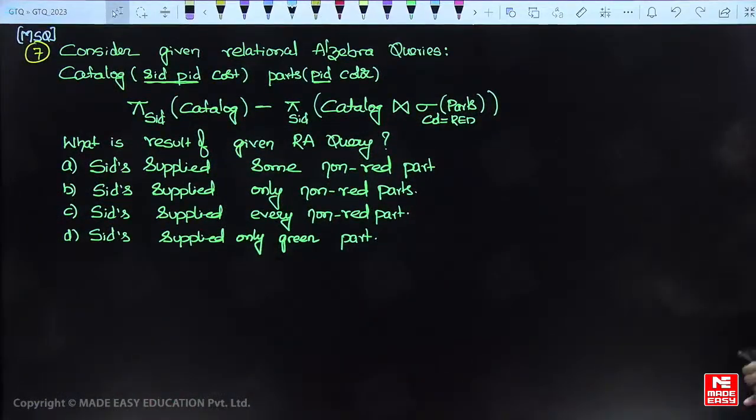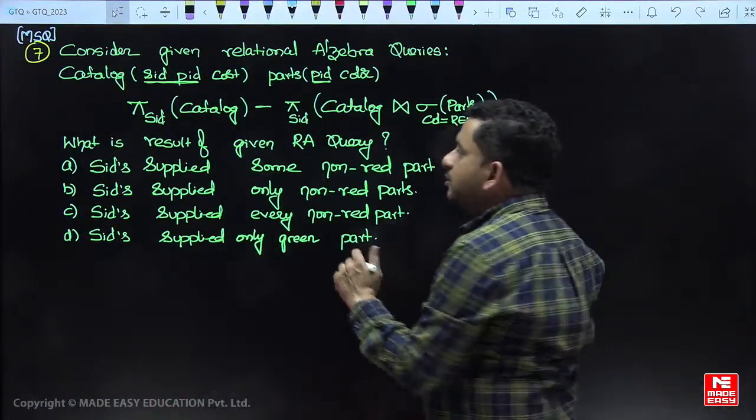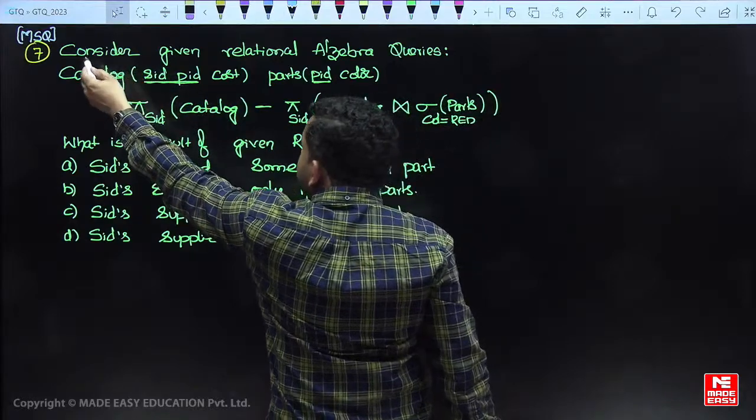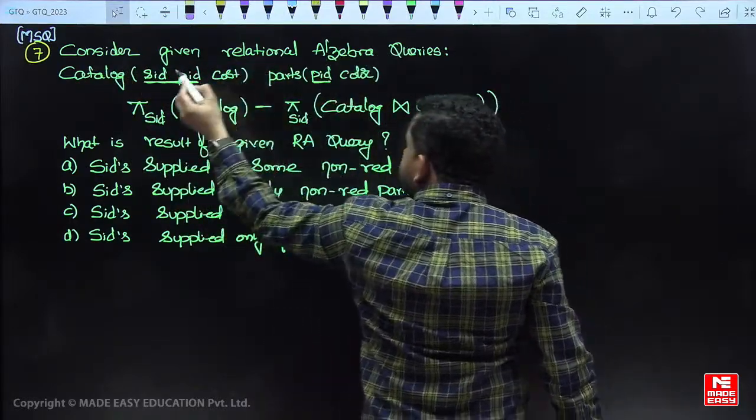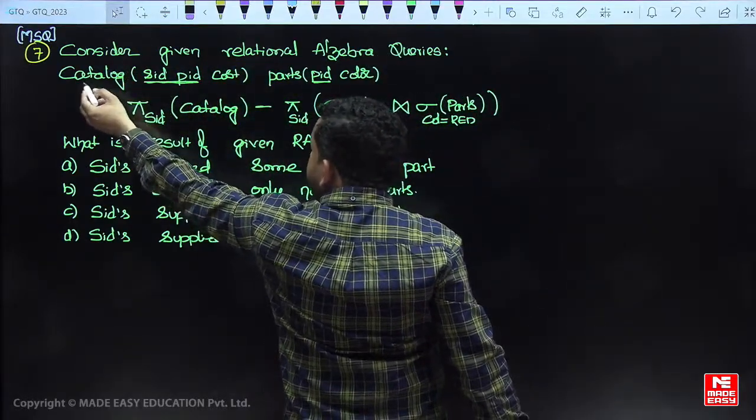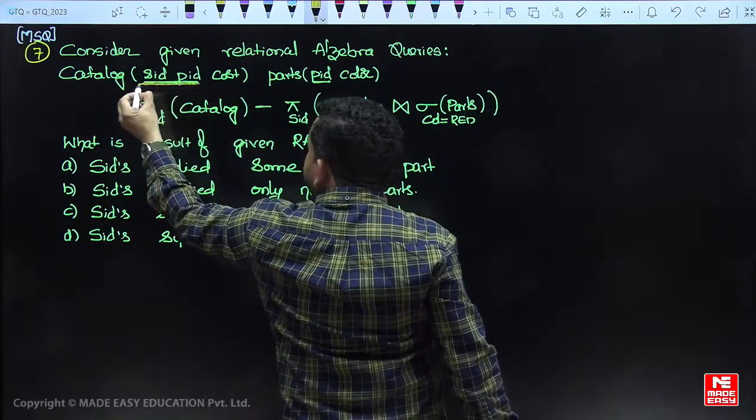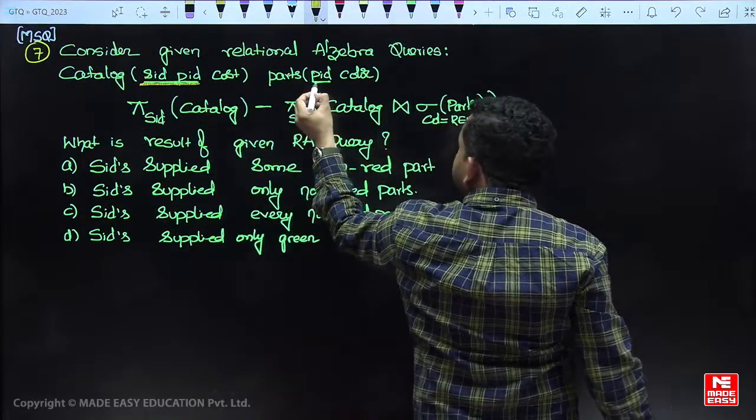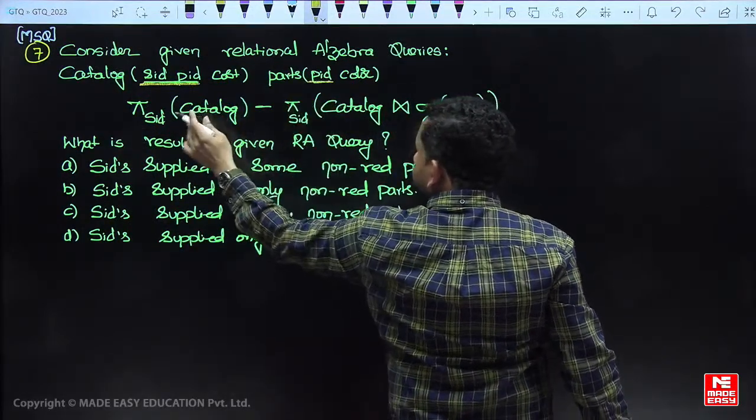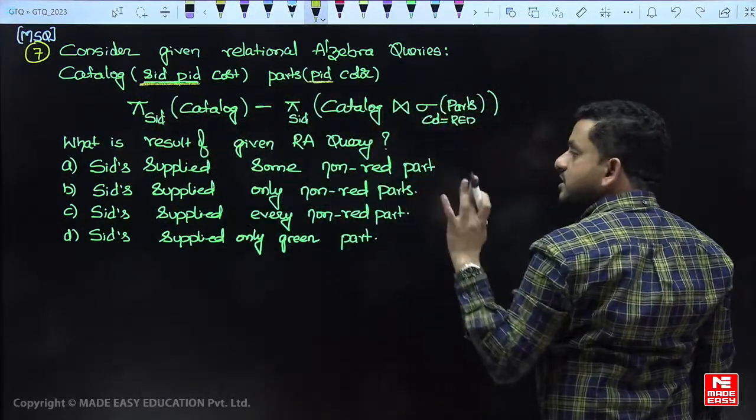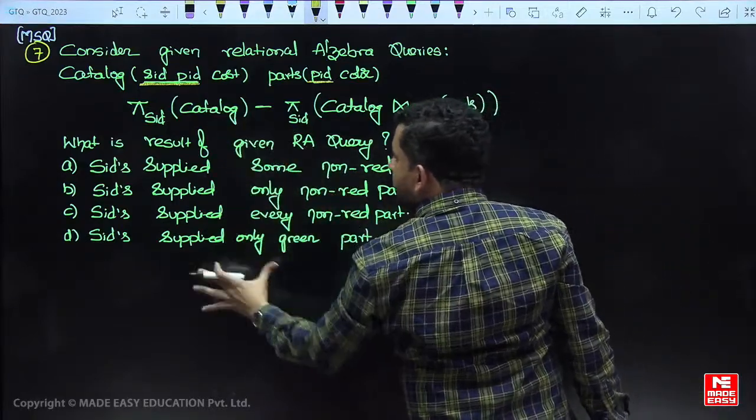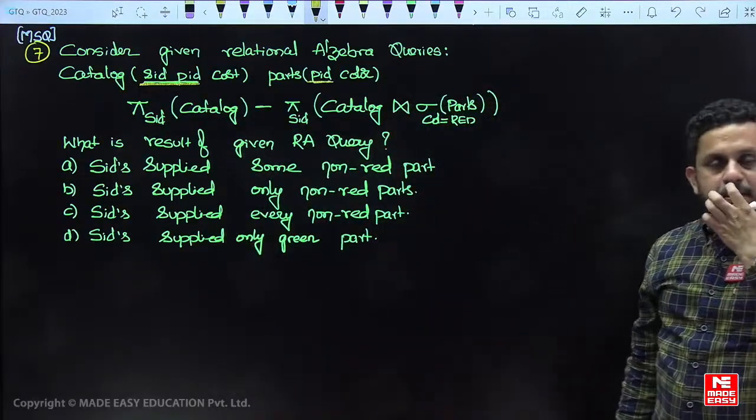It is also relational algebra, a much simpler question. I think everyone should give the correct answer. So, relational schema, relational algebra again. In the catalog table, supplier ID and part ID combined are the key, and in the parts table, PID is the key. A simple set difference query is given. So what is the result of the given relational algebra query?